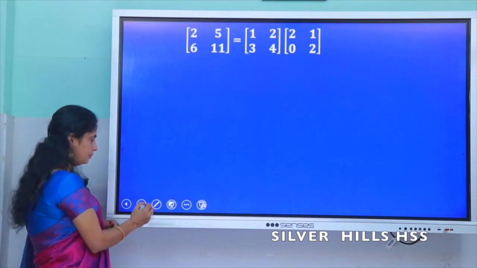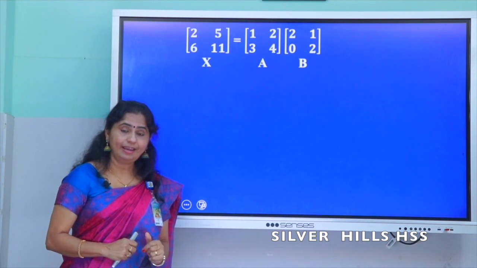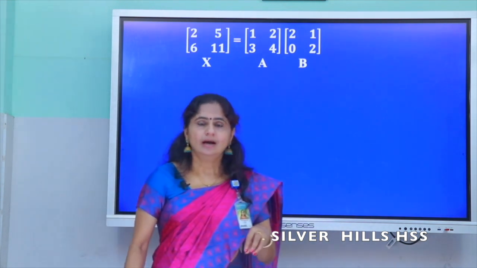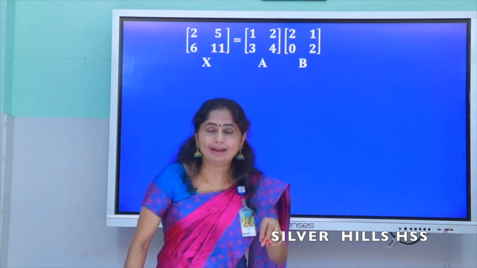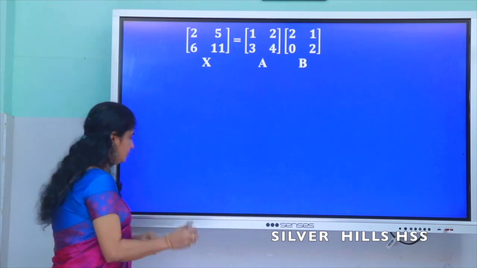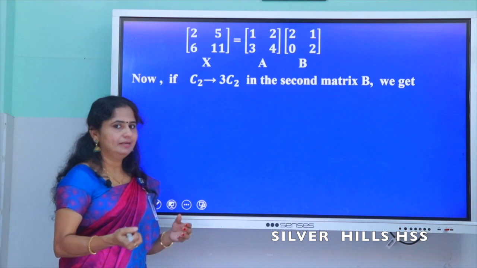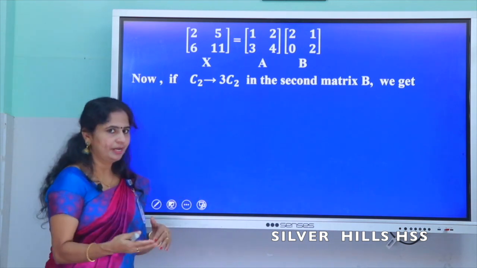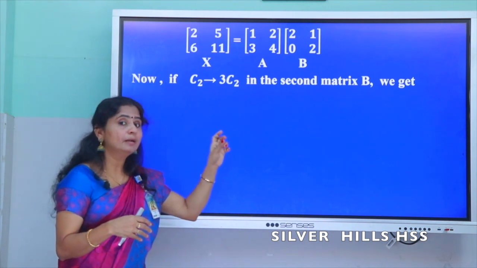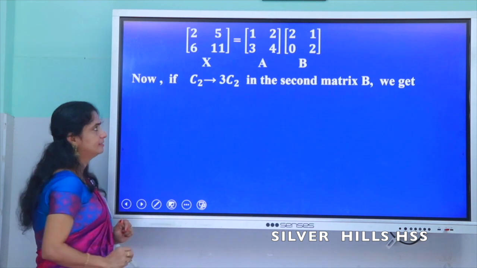Let me take the product as X, the first matrix as A, and the second matrix as B. Here, I am going to apply the column transformation on the matrix B. So, if the second column of the matrix B is multiplied by, say, 3, so C2 becomes 3C2 in the second matrix B. Let's see what change takes place there.